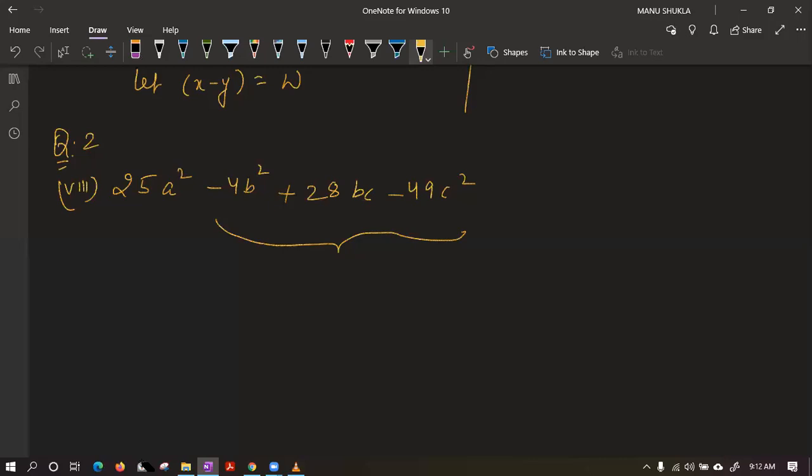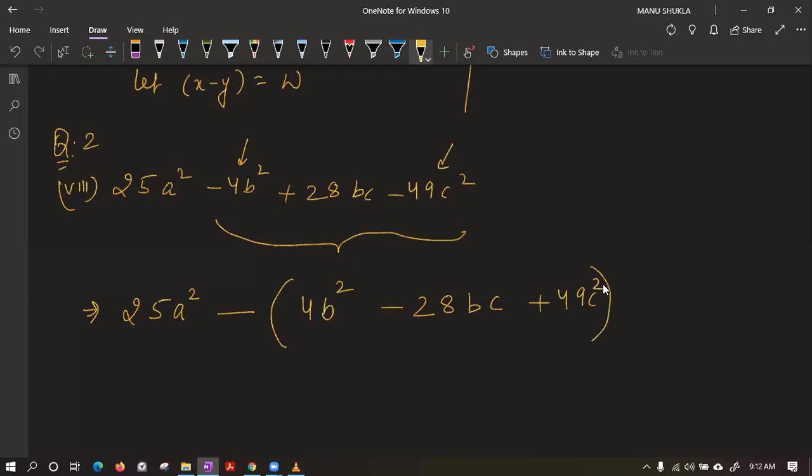So class, the issue is this is negative, this is negative. We can make them positive by taking negative common. Let us write like this: 25a square minus common. Tell me what will come inside, class? 4b square minus 28bc plus 49c square. This was the group that you were supposed to make in this question. This 4b square came from 2b whole square. This 49c square came from 7c whole square.